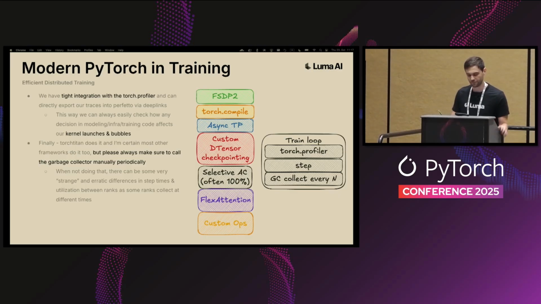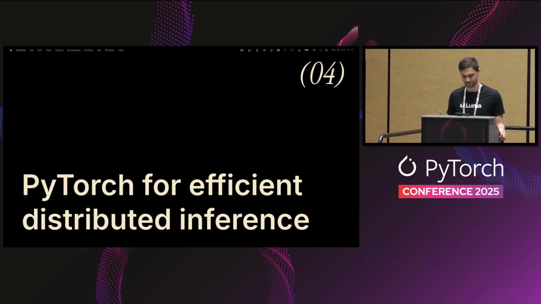And finally, one thing I just wanted to mention, Torch Titan also does it, and I'm sure a lot of you are also familiar with that. Please also make sure to call the Python garbage collector manually, periodically. If you don't do this, you will end up having some very strange and erratic differences in step times. That is something that took us, unfortunately, a long time to figure out. And we then saw that Torch Titan also did it. So if you're not doing that and you see weird variance in step times, that might be the reason.